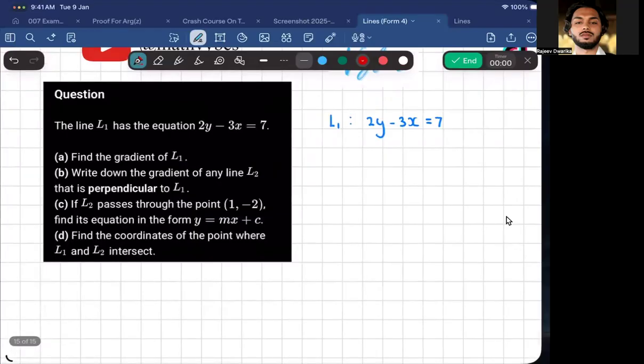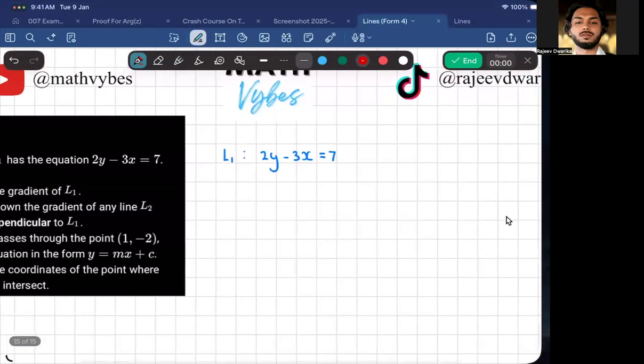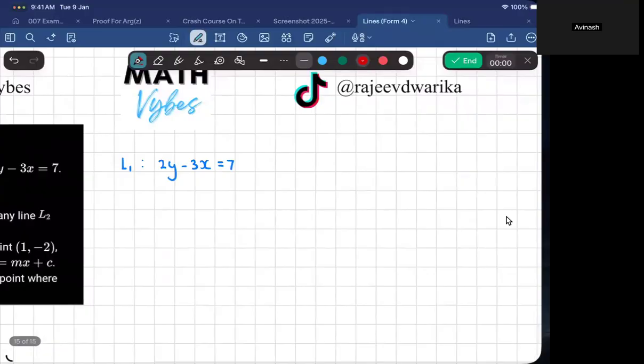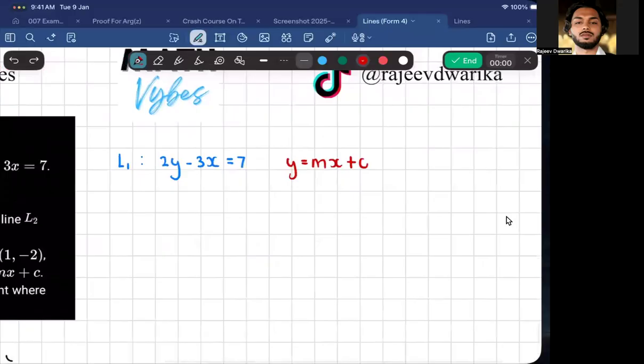First of all, summarize, Avinash. In part A, they want us to find the gradient of L1. They are giving me the equation, right? Just remind me, what's the equation of our line? Y equals mx plus c. If we are given an equation in this form, can we easily tell what the gradient is? Yes, sir. But is this in the form y equals mx plus c? It is not. So we need to make y the subject.